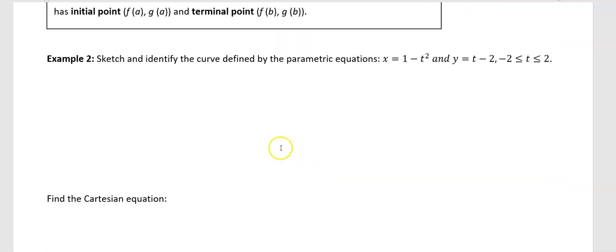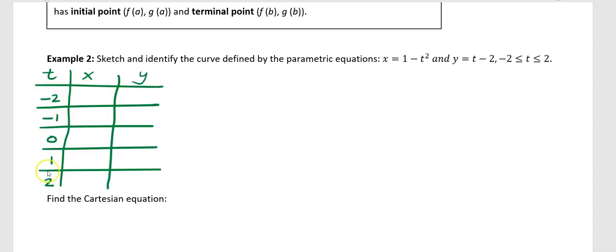So let's see an example of that with a second sketch. Now we have an interval from -2 to 2. So first we're going to sketch and identify the curve, and then we'll talk about getting it in terms of the Cartesian equation. So here's our table of values. I put the interval on the left for t. It's ranging from -2 to 2, and I just chose to do the evaluations as a difference of one interval, so -2, -1, 0, 1, and 2.